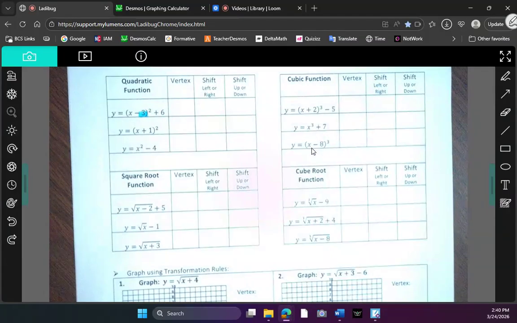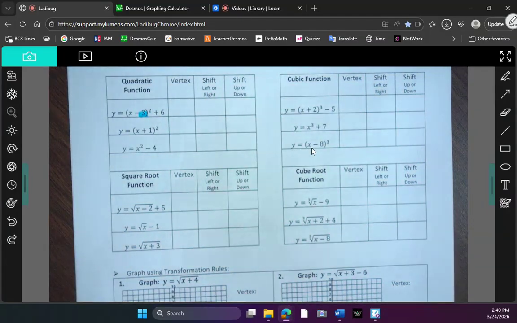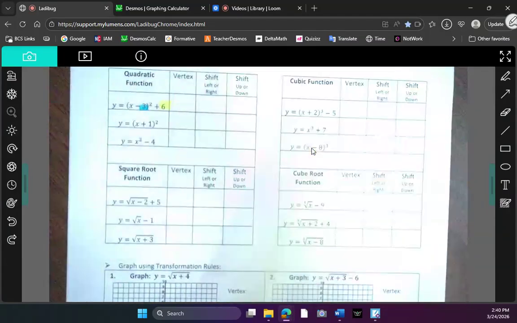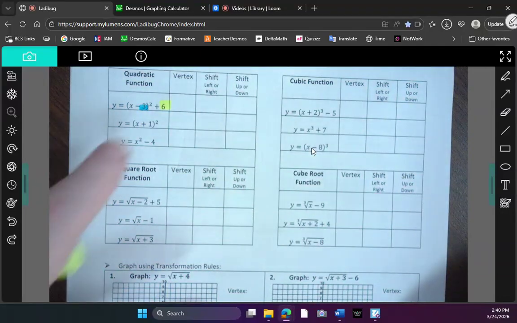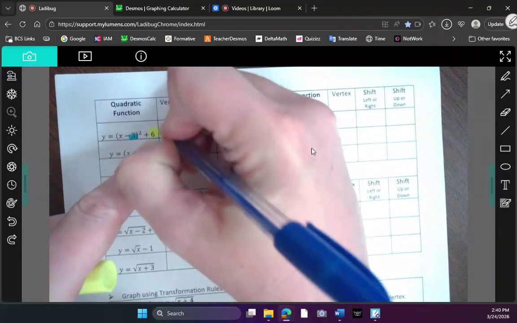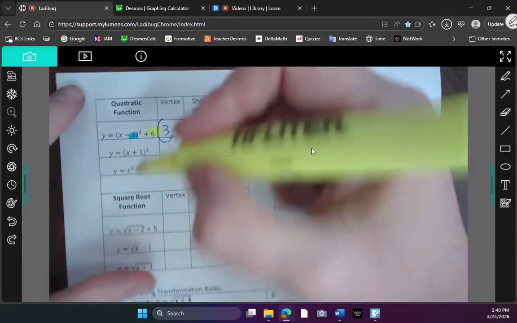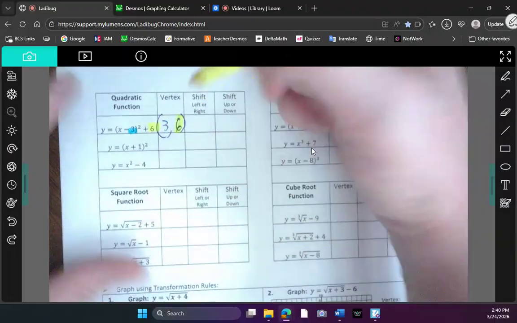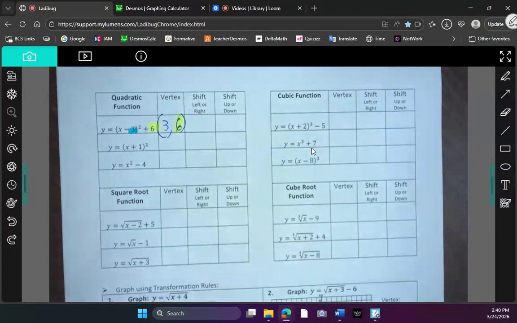That's your x transformation. This is your y transformation. So the vertex, the opposite of negative 3 is positive 3, and this one is exactly the same. So this is the yellow, and this is the blue.